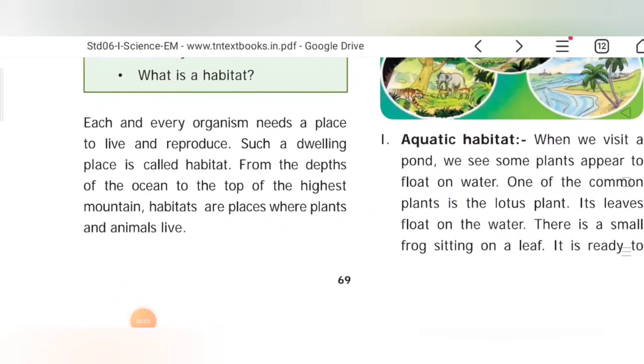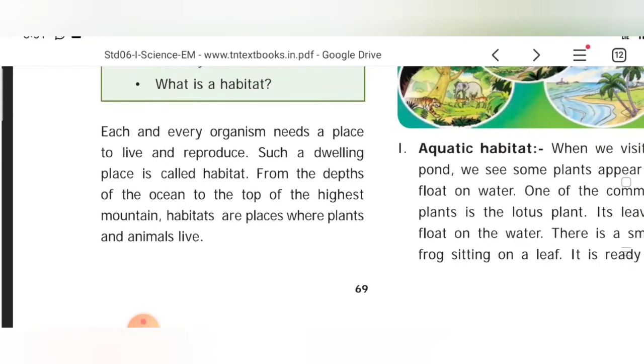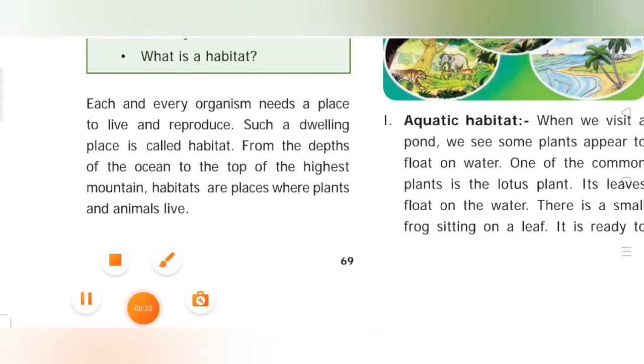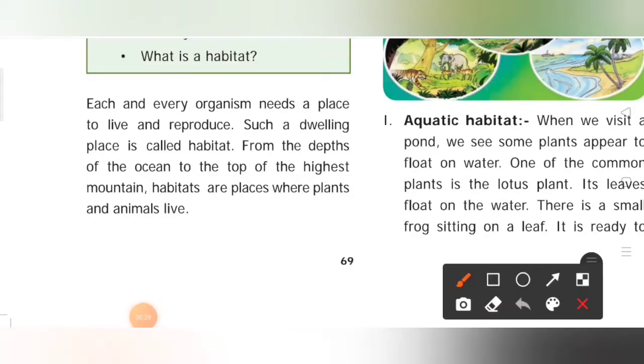So children, let us get into our topic. What is a habitat? Did you all recall what you learned in your lower classes? Yes, that sounds good. Each and every organism needs a place to live and reproduce. Such a dwelling place, meaning living place, is called a habitat. Do you understand what a habitat is?